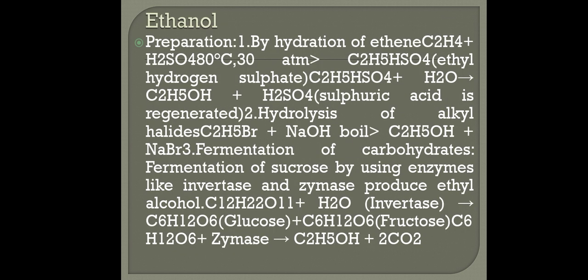Ethanol preparation: by hydration of ethene, C2H4 plus H2O in the presence of H2SO4. So you can say C2H5HSO4, ethyl hydrogen sulfate, will be formed, and ethyl hydrogen sulfate will react with water, that will give C2H5OH plus H2SO4, sulfuric acid is regenerated. Second, hydrolysis of alkyl halides, C2H5Br plus NaOH, boil, so that will give C2H5OH plus NaBr.